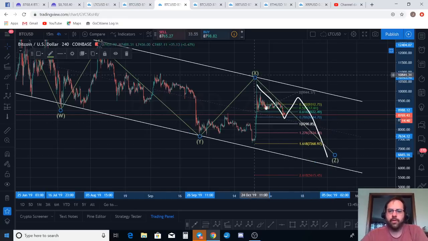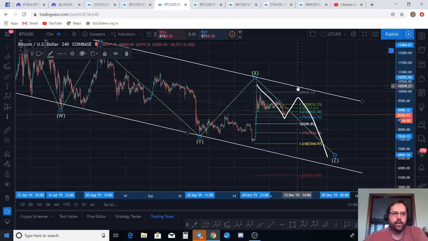Okay, that's what we're looking for. And so we've got this structure finished, the 3-wave. Because it began with a 3-wave structure, we're looking for a 3-wave X wave to follow it. So we're looking for a wave to go up to follow it.